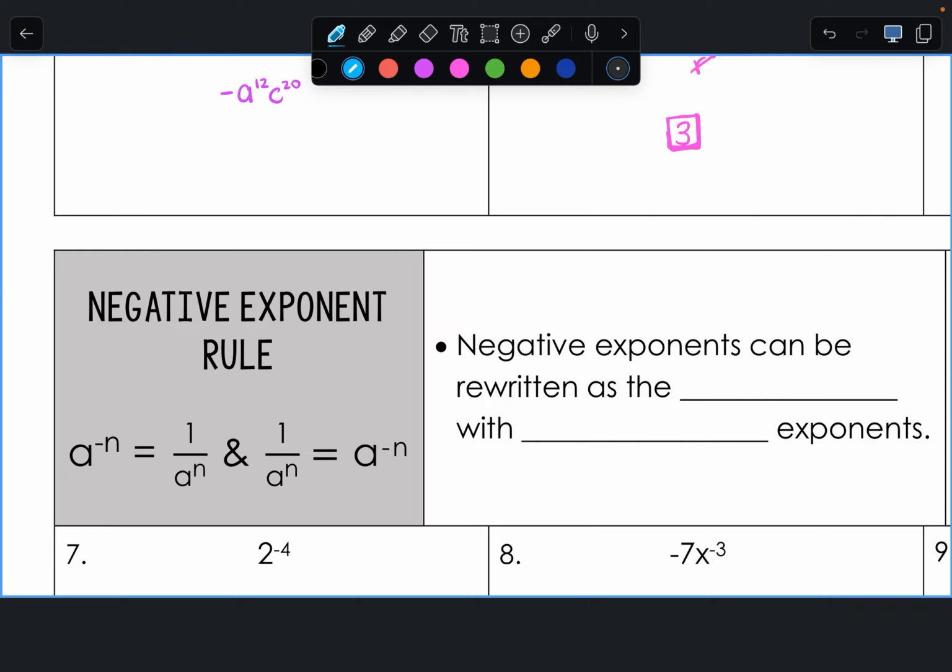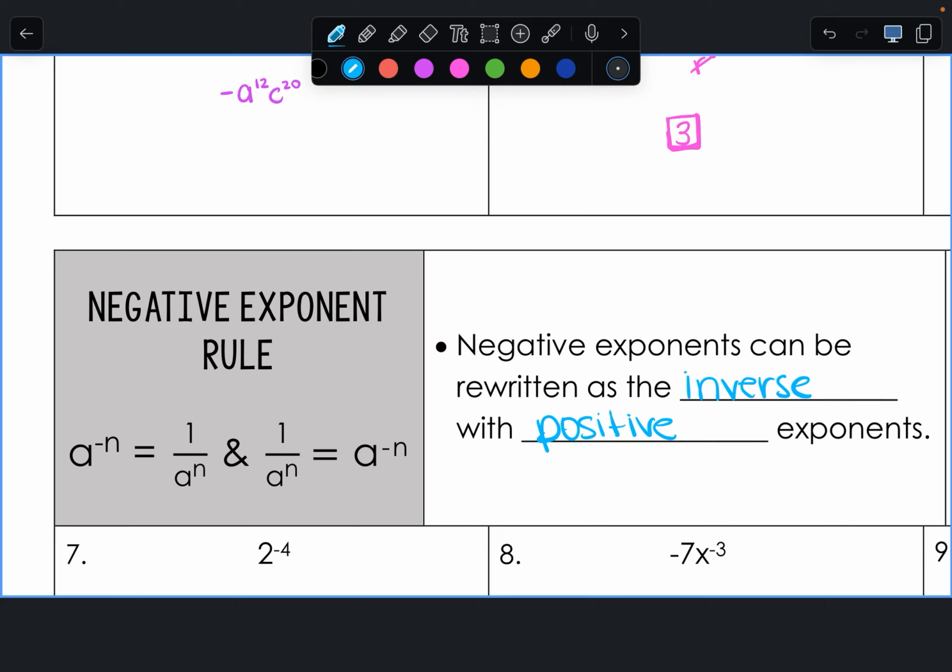Let me pull up my notes. With the negative exponent rule, you cannot have a negative exponent in your final answer. I've allowed you to leave your exponents negative in the past, but now that we're going to learn the rule, you cannot have a negative exponent. Negative exponents can be rewritten as the inverse with positive exponents.